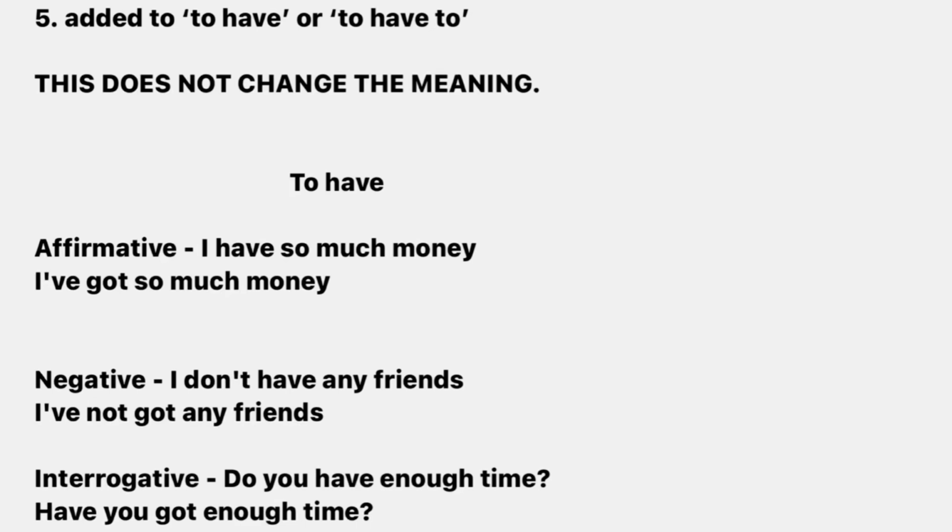And now the examples for to have to. The affirmative, I have to tell her. With get, I've got to tell her. Same meaning. The negative, she doesn't have to come. With get, she hasn't got to come. The interrogative, do you have to leave? With get, have you got to leave? And that's it. So now on to the final one, last but not least, expressions with get.